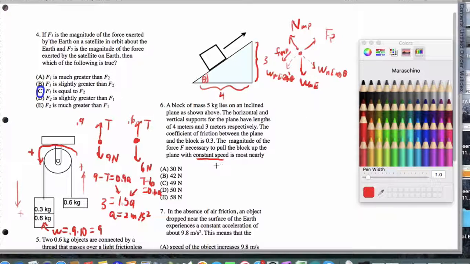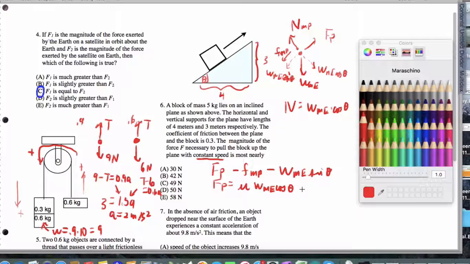Now, since the forces are balanced, let's just write down the balanced force equation. So the pulling force fights the friction force, and it fights mg sine theta in order to balance. Continuing this, F_P equals, now I'm going to plug in a couple things. I know that normal equals mg cos theta. That balances mg cos theta. So what I'm getting is the pulling force up the plane needs to balance friction, which is mu times mg cos theta, plus mg sine theta.